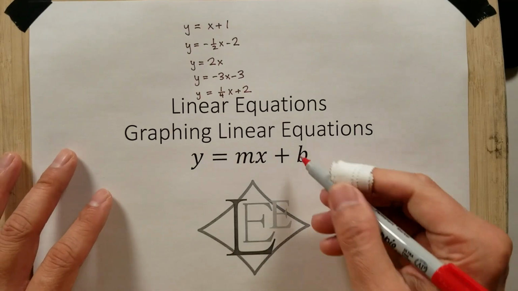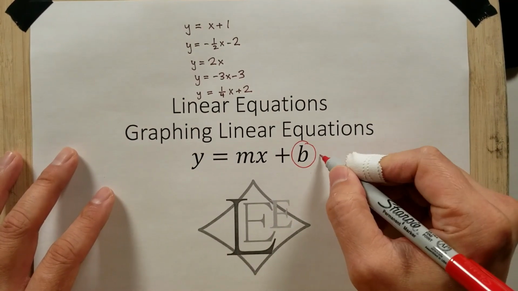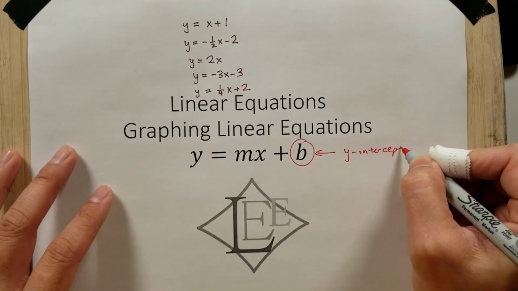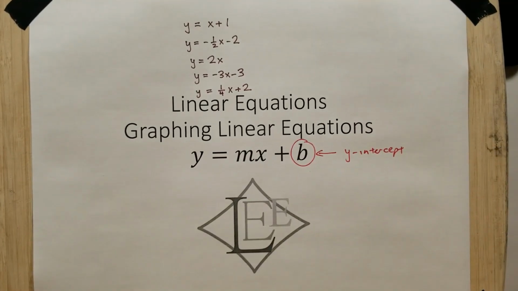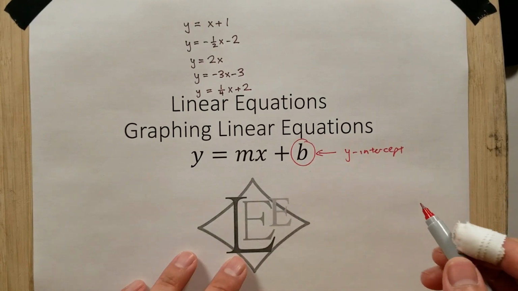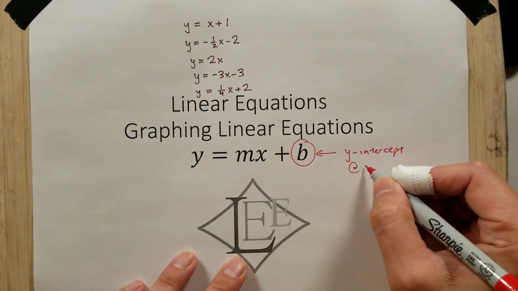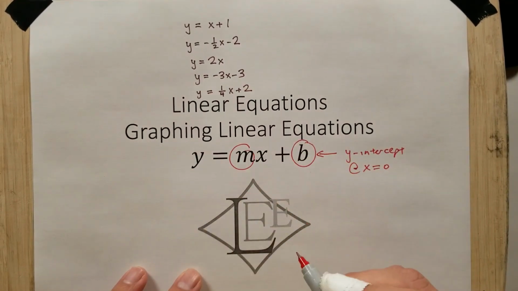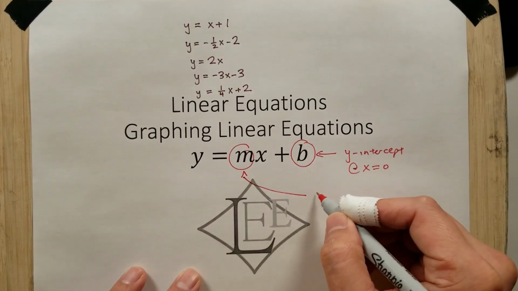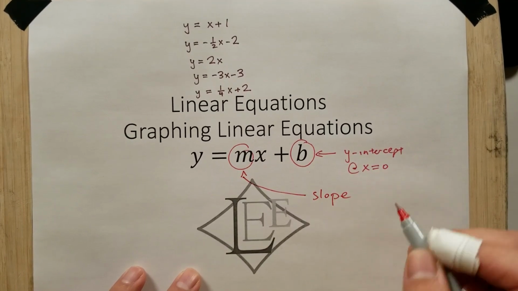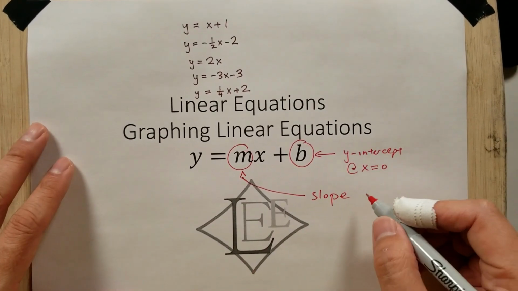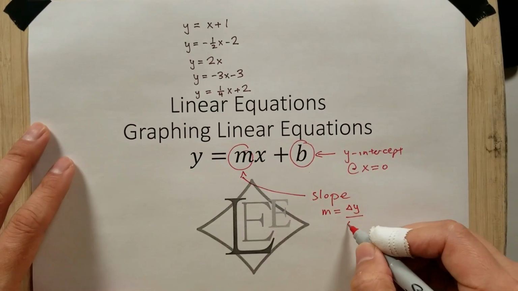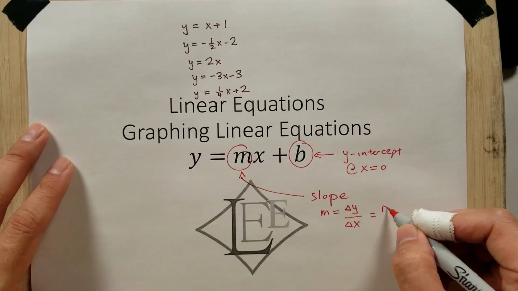Now remember, the b term is our y-intercept. And so that means that it's where the line intercepts the y-axis. So this is at some x equals 0 value. The m value is my slope. So remember, slope is just rise over run. So that's delta y over delta x.